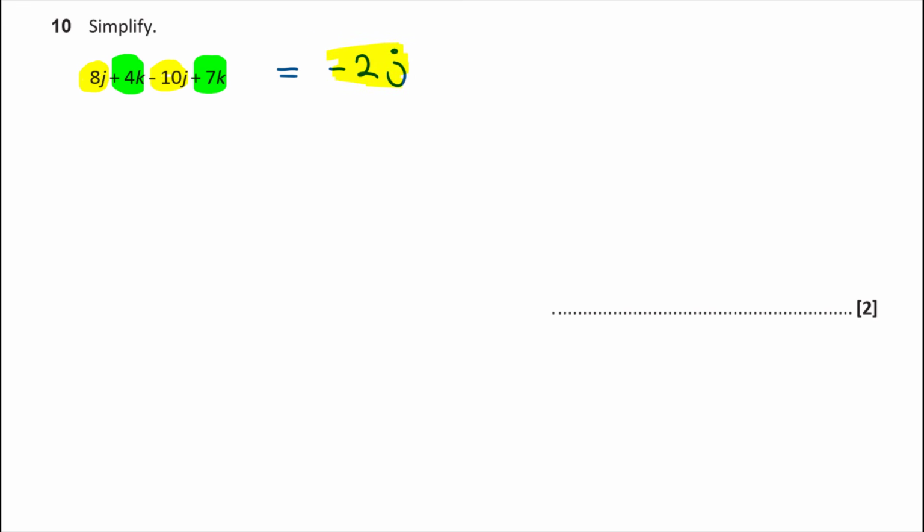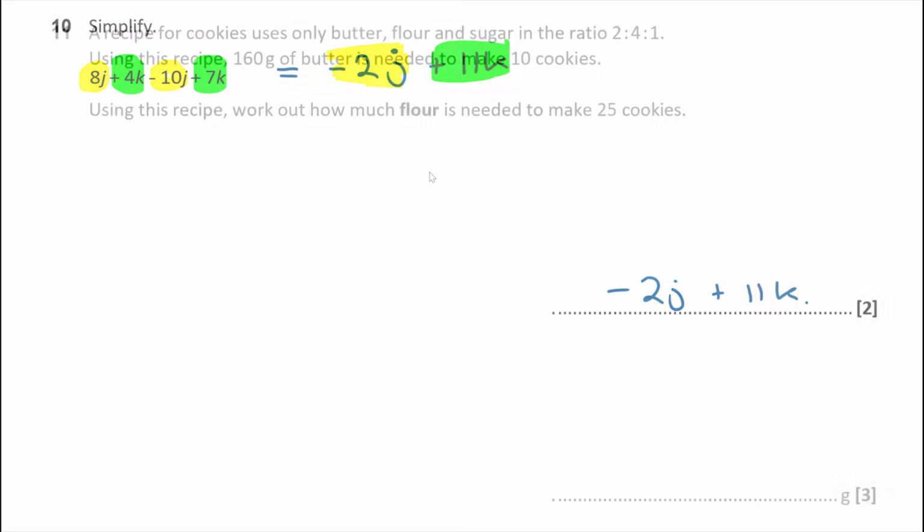Okay, and then I've got 4K plus 7K. 4 plus 7 is 11. So that's going to give me 11K. So I'm going to get minus 2J plus 11K. That's going to be my final answer. Minus 2J plus 11K.